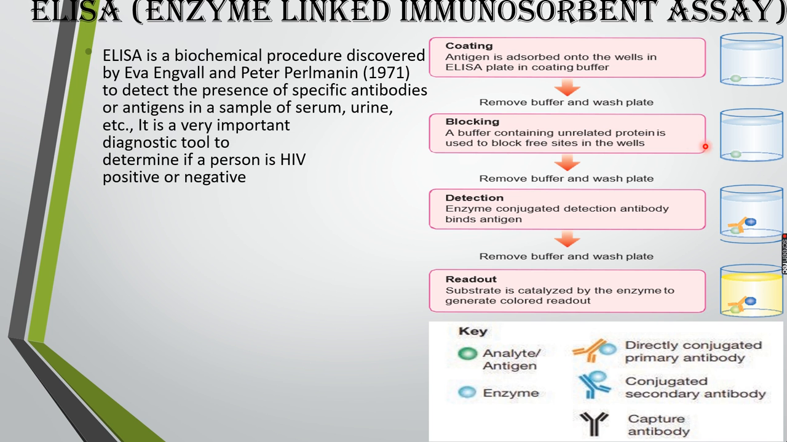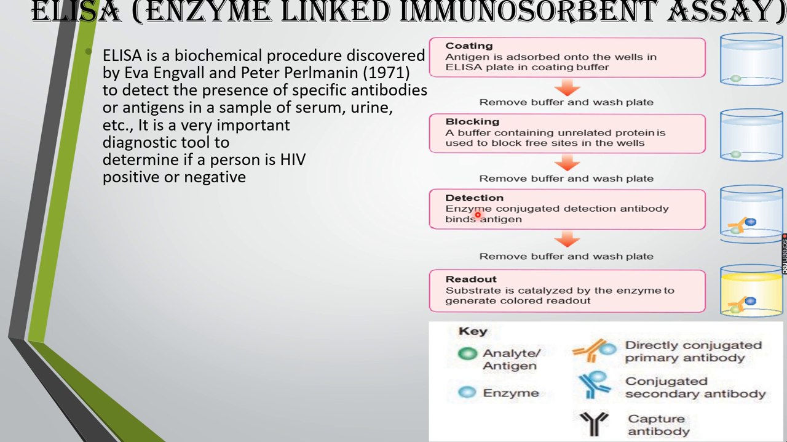Now, if there are free sites in the particular region, they are blocked. The cavity is closed with the help of unrelated protein. Once again, remove the buffer and wash the plate. Which plate? This is the ELISA plate.